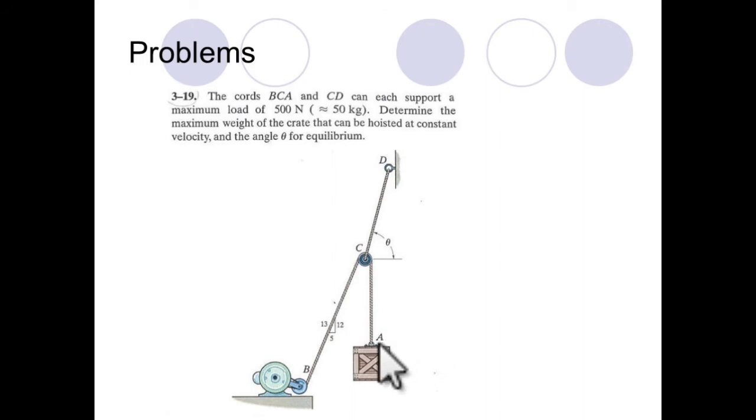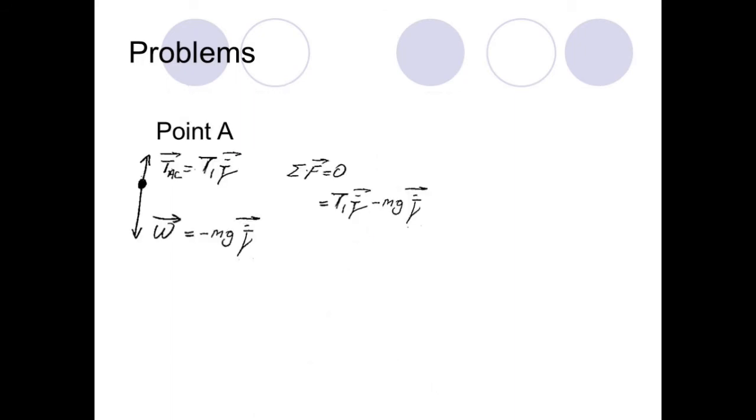Of course, in this problem we will consider the junctions A and C as particles. So we will assume that they do not have any geometry, and we will write the equilibrium at point A and at point C in order to solve the problem. Let's begin by drawing the free body diagram at point A. So at point A we have the weight of the object.